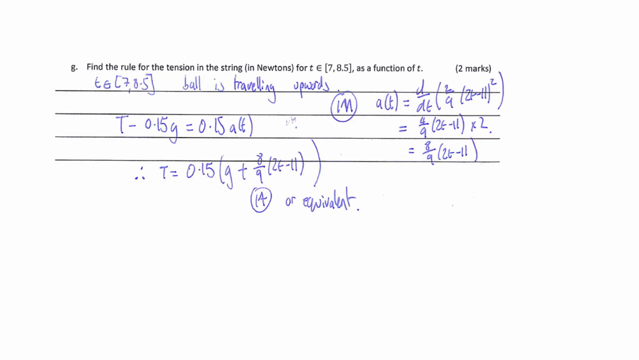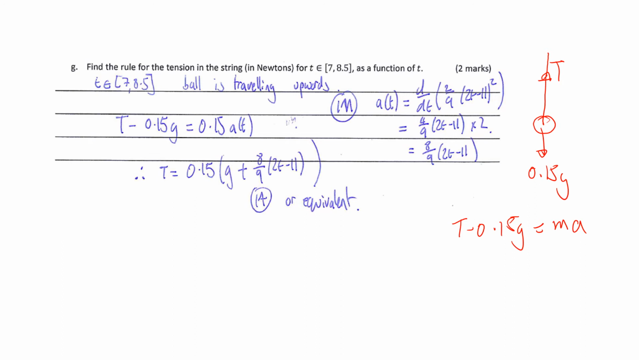All right, so this is a nice little question. Find the tension in the string. So of course, let's just redraw the situation. We've got tension in the string, we've got our ball, so we've got our weight force 0.15 g, and our tension in the string. So tension minus 0.15 g is equal to our mass times acceleration.